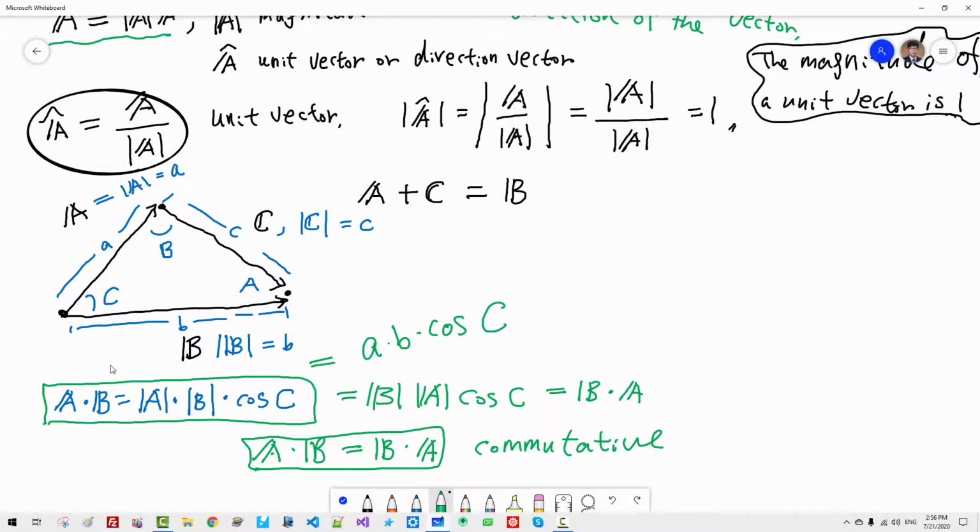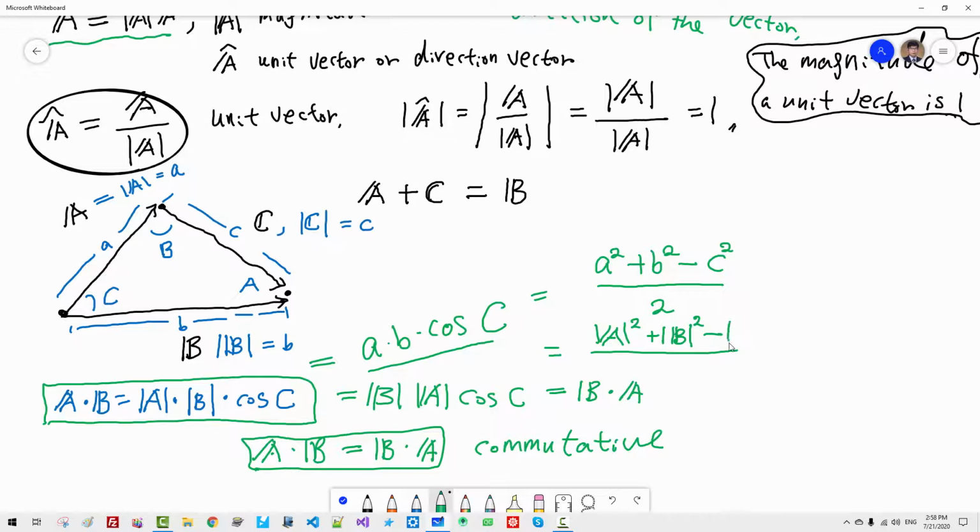Because A is the magnitude of vector A, B is the magnitude of B, C is angle between A and B. From this equation, we can say A square plus B square minus C square over 2. Or this equation can also be expressed magnitude of A square plus magnitude of B square minus magnitude B minus A square over 2. Because this is C square, in this equation, C equals B minus A.